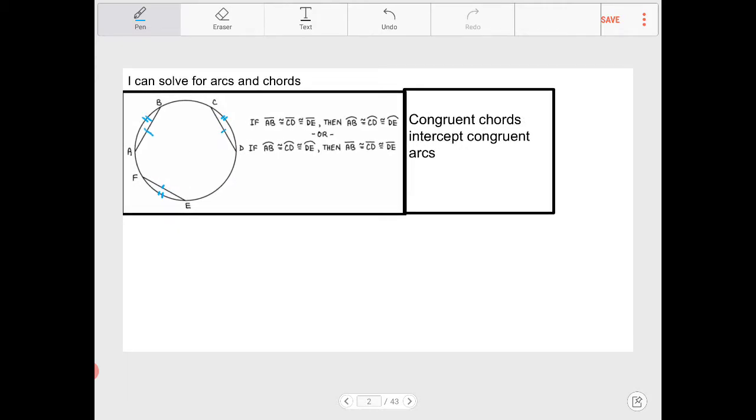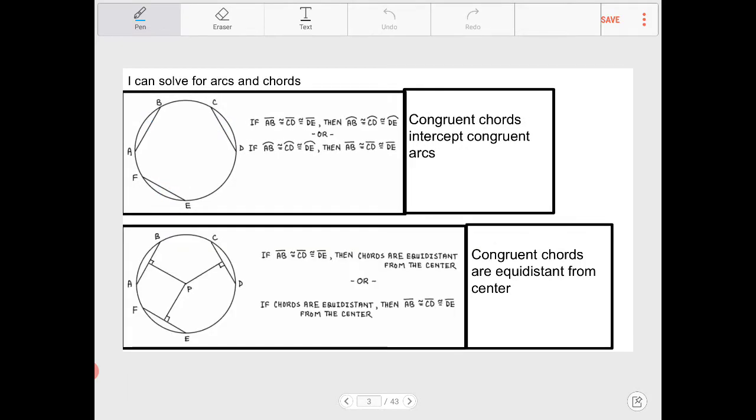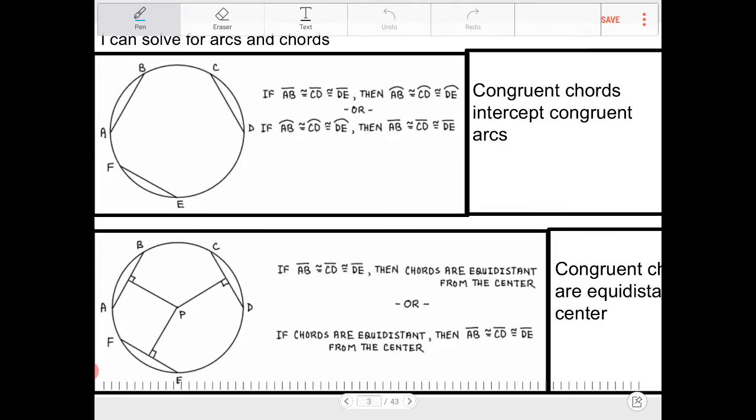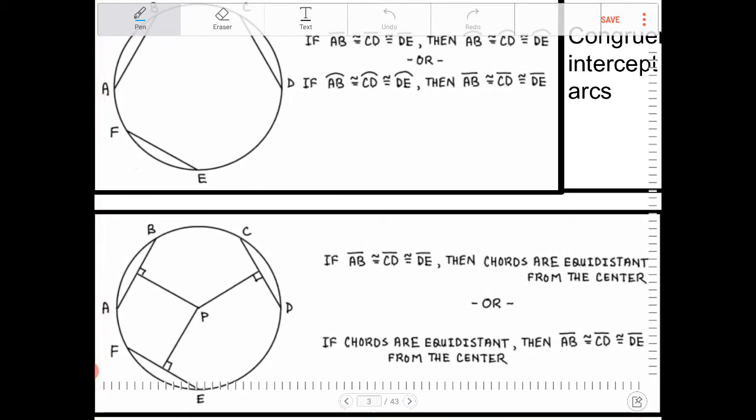Let's talk about the second of three concepts. So here in this case, if we have congruent chords, so chords AB, CD, and DE are all the same, then they are in fact going to be the same distance away from the center.